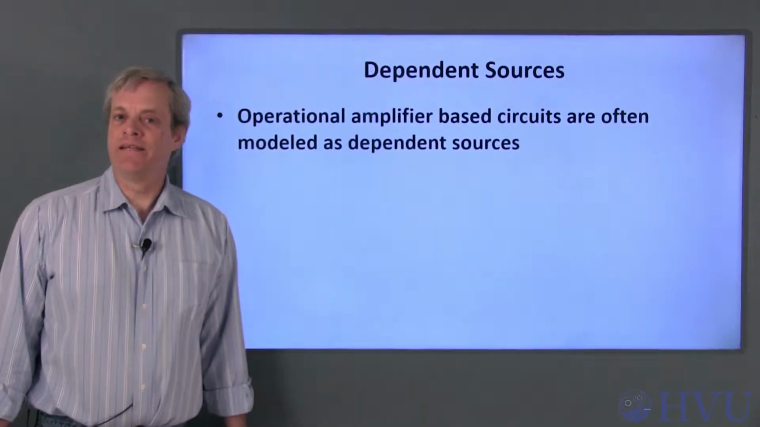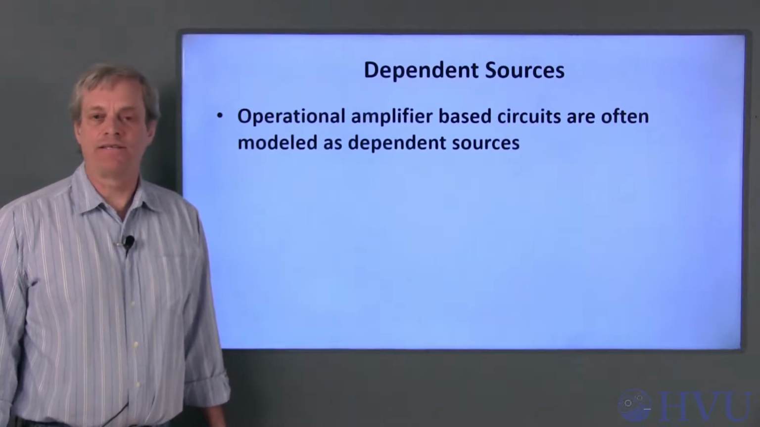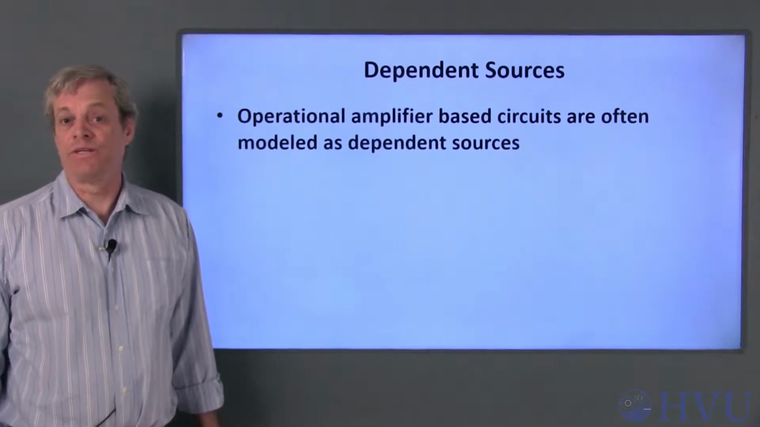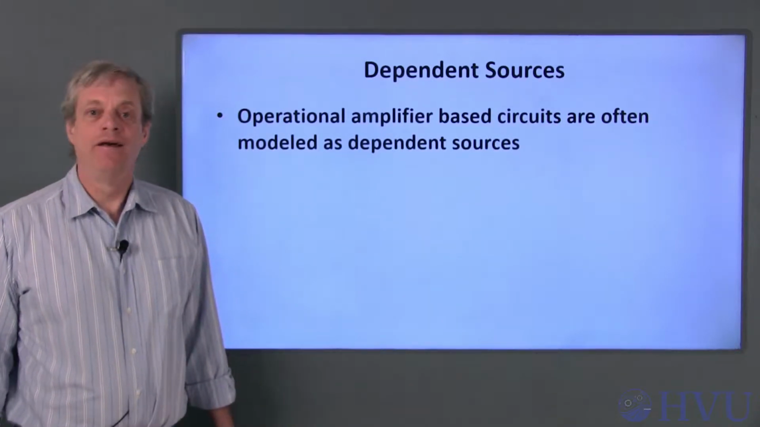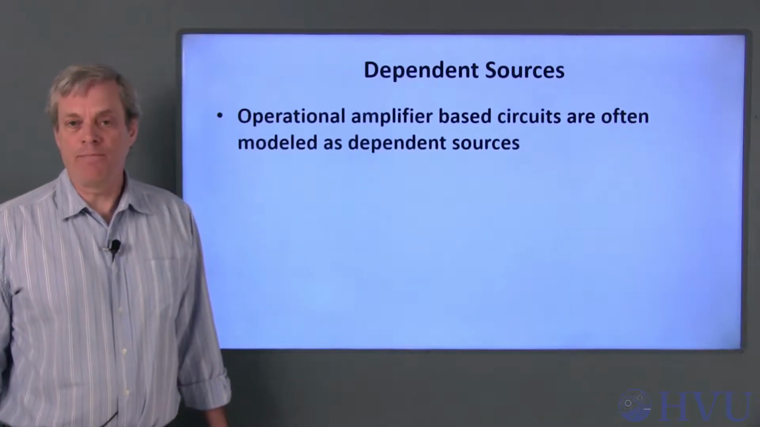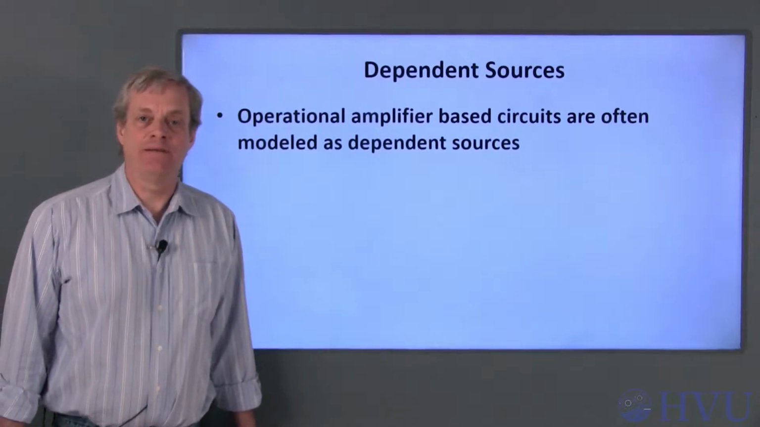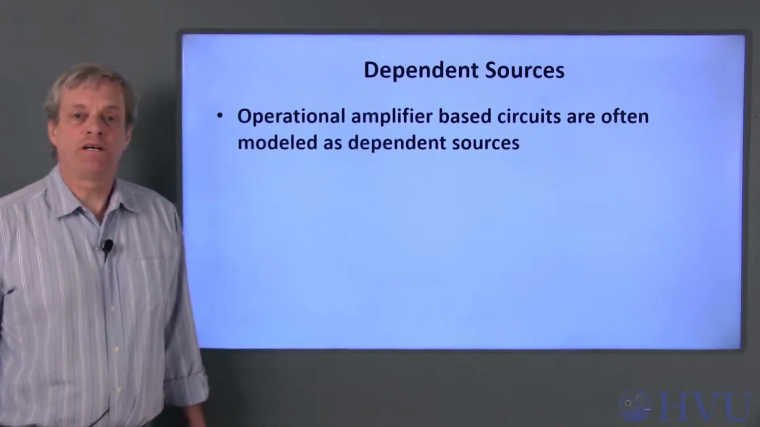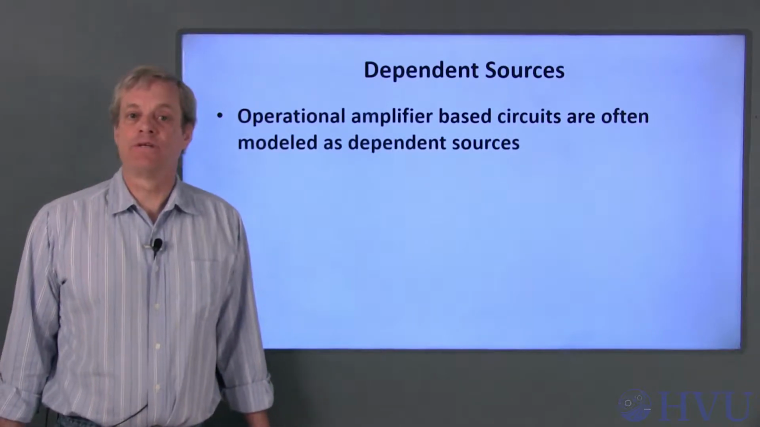I introduced dependent sources briefly early in this course, but I didn't talk about analyzing circuits containing dependent sources, since we haven't had a way to actually implement a dependent source yet. Now that we have a way to implement dependent sources using operational amplifiers, I want to talk about analyzing circuits that contain dependent sources. But before I talk about that, I'll do a quick review of dependent sources themselves.